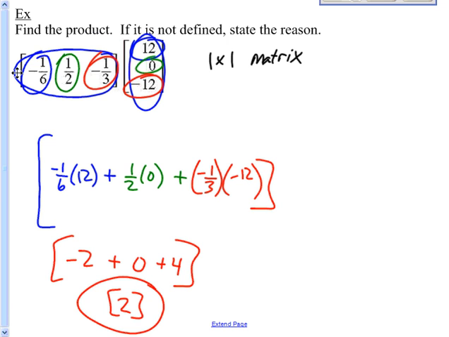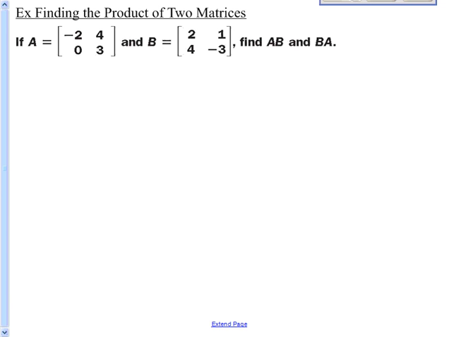Okay. Let's do some more. Let's do some 2 by 2 matrices here. Now here it's asking us to do AB and then compare that to BA. So let's do AB first. Here's A.